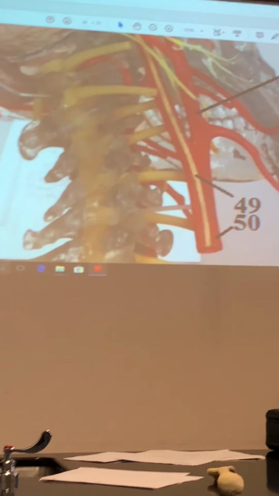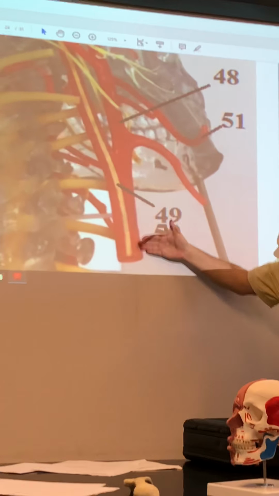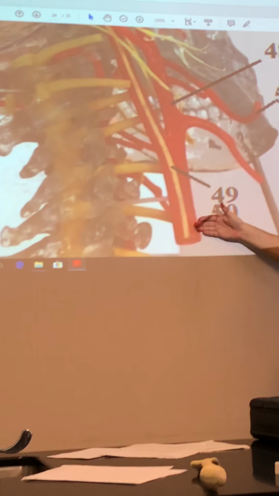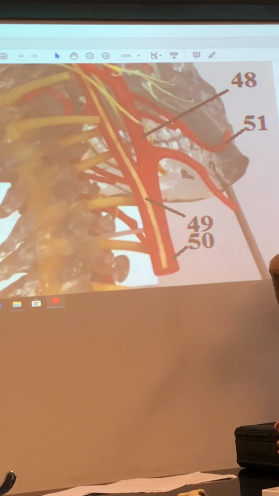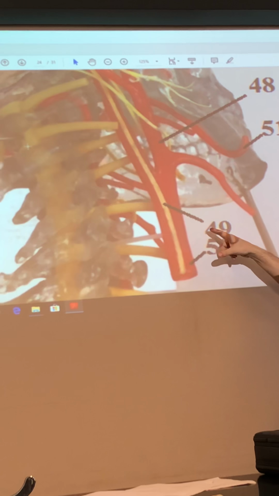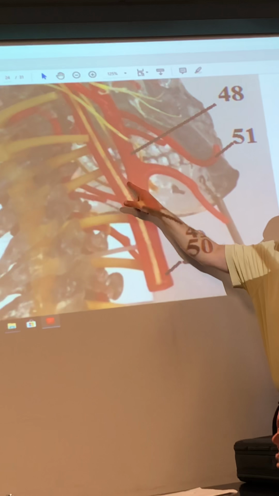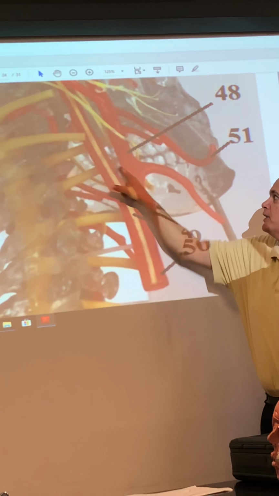All right, so on this picture here, that model, we have the common carotid artery, 50. 49 is the vagus nerve. You'll see that in the cadavers running down through the neck. Then here it splits. So this is going to be the internal carotid artery. Here's the external carotid with all its branches.